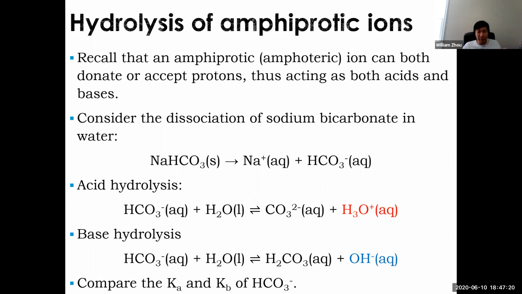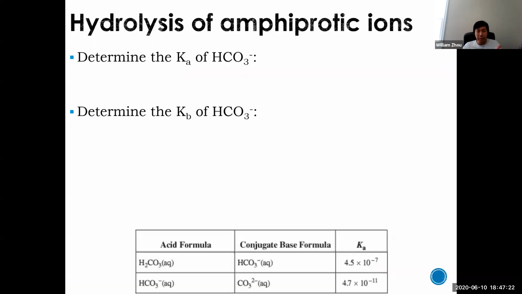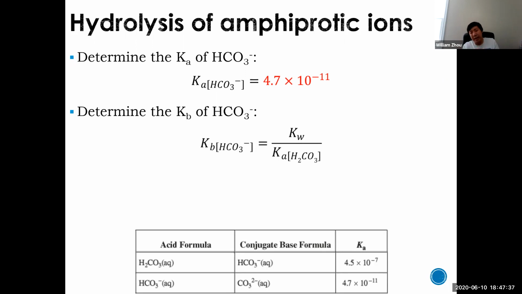Ka of HCO3-, look on the table, 4.7 times 10 to the negative 11. That's the Ka. Just look. Well, the Kb, you have to calculate from the Ka of the conjugate acid. It has to be the Ka of H2CO3. If you use the Ka of HCO3-, you make a mistake. You will get the wrong answer. So make sure that you use the Ka of the conjugate acid.